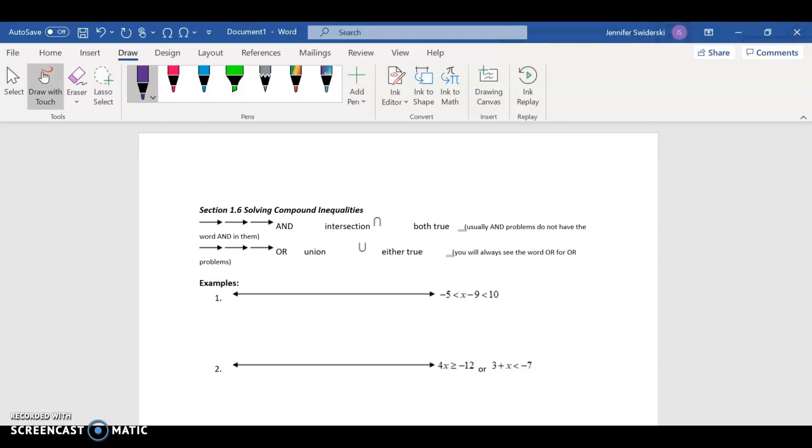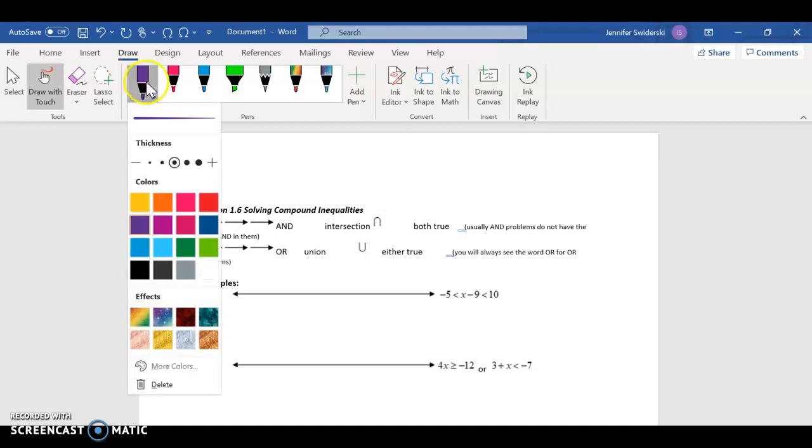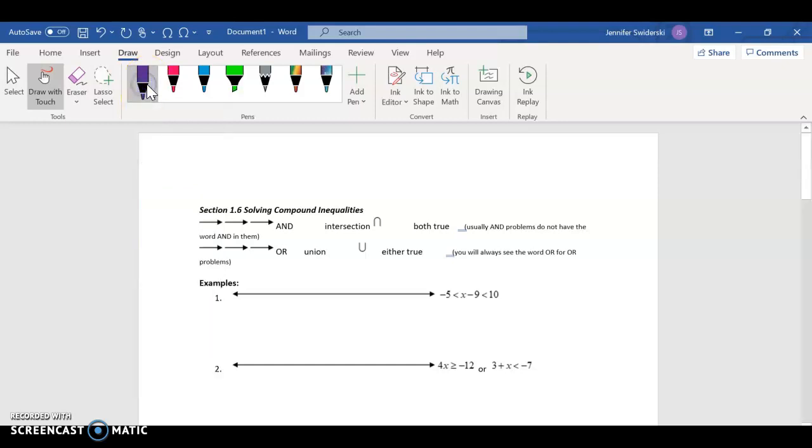All right, guys. So section 1.6 is on solving compound inequalities. A compound inequality is very similar to what we went over yesterday, but there are two new things. The first thing I need you to think about is this symbol right here, and this stands for and. It means both things are true.